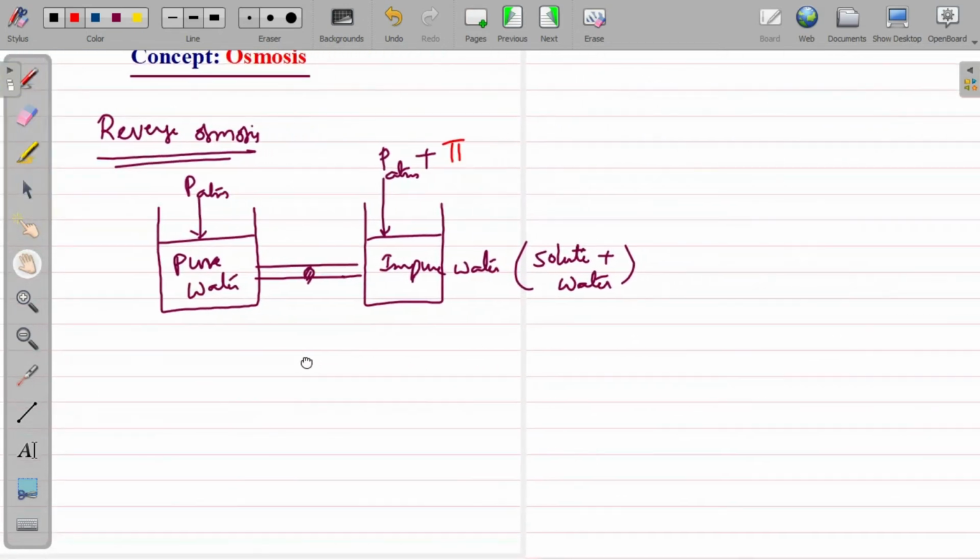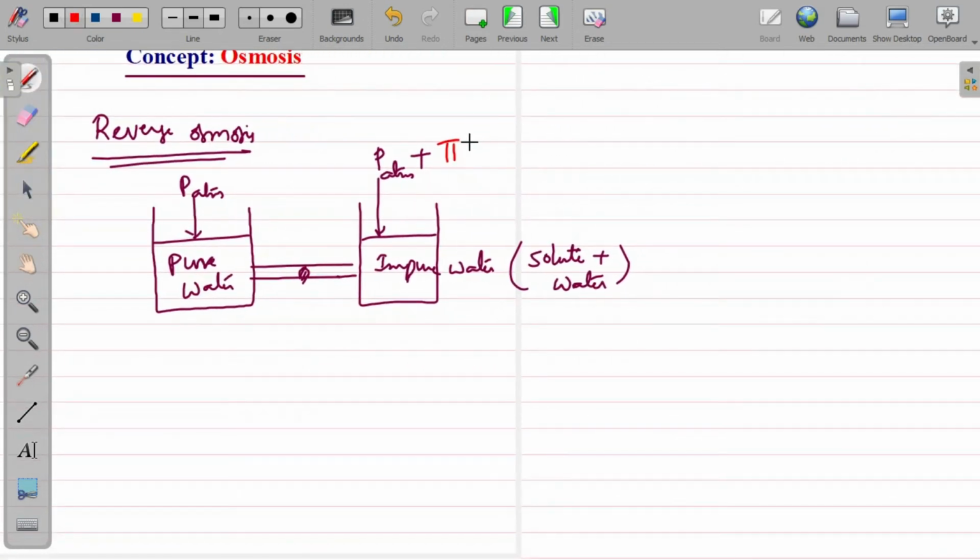But suppose I apply a pressure P greater than the osmotic pressure. Then what happens? If you apply the pressure, osmosis keeps decreasing, and when it touches a particular value, the osmotic pressure, osmosis completely ceases, or there is no net flow. Remember, there will definitely be flow left to right and right to left. Net flow will be absent.